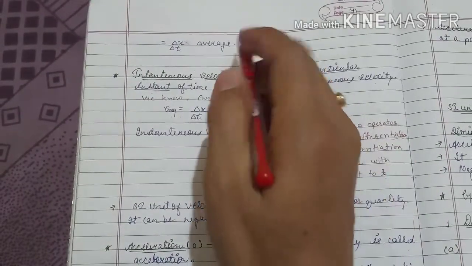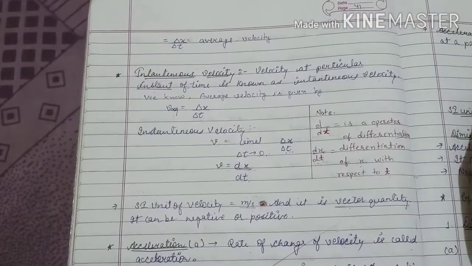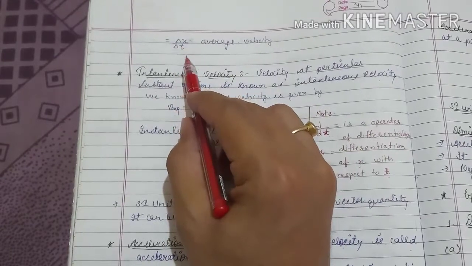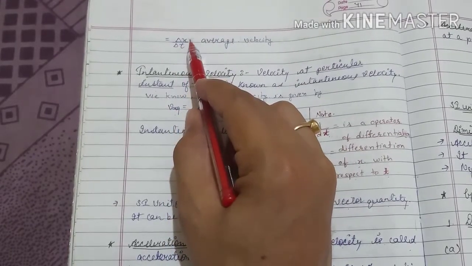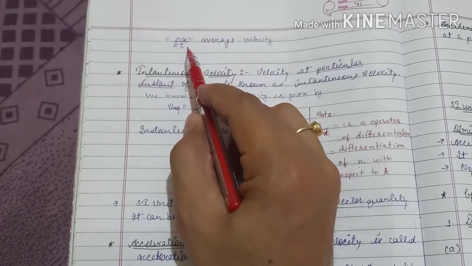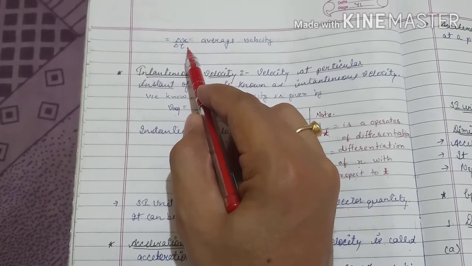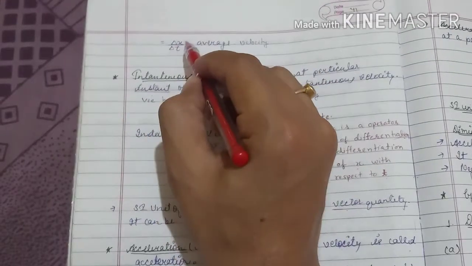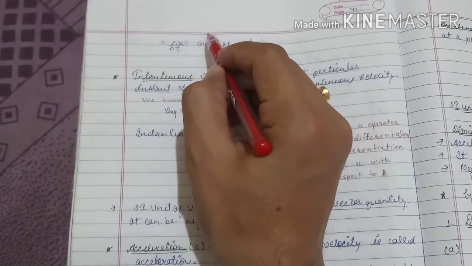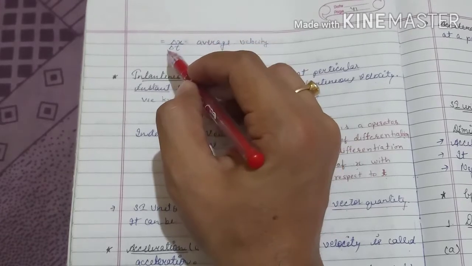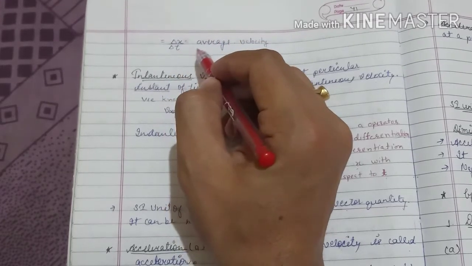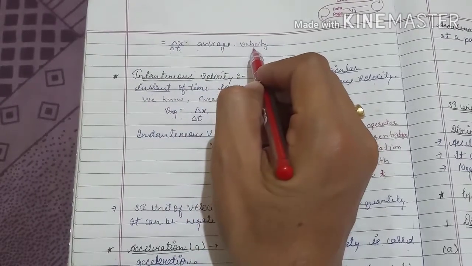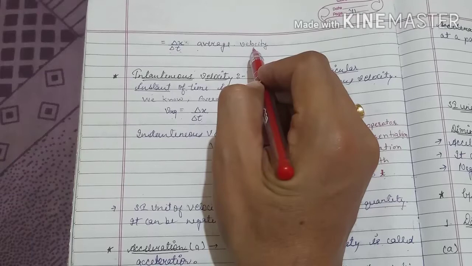Now you can say delta x upon delta t. Delta x stands for change in displacement, or change in position, and delta t stands for change in time. This is the average velocity of the particular particle or vehicle.